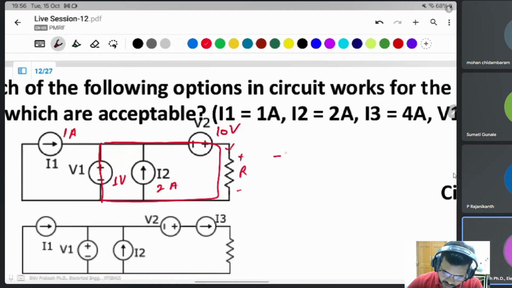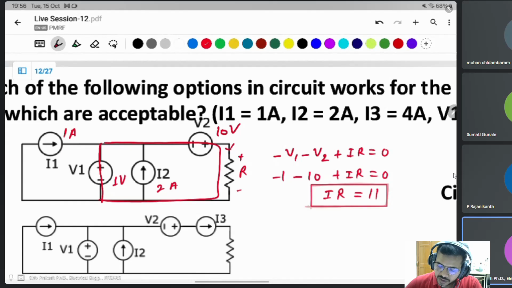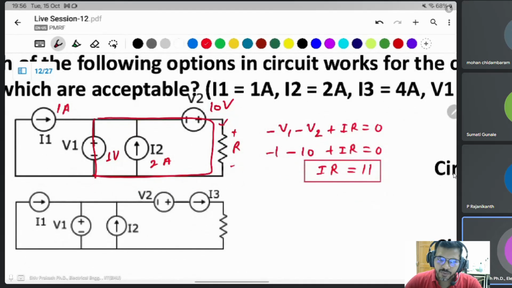Then what happens? Minus V1 minus V2 plus IR is equal to 0: minus V1 is minus 1 volt, V2 is minus 10 volt, plus IR is equal to 0, so IR is equal to 11. Because the current is not mentioned, it can be anything, depending on the resistance. If you take a 1 ohm resistance, the current will be 11 ampere. If there is a 2 ohm resistance, it will be 5.5 ampere. So it may be a possible case, because there is no violation of KCL and KVL. KCL also satisfies, KVL also satisfies, depending on the resistance.